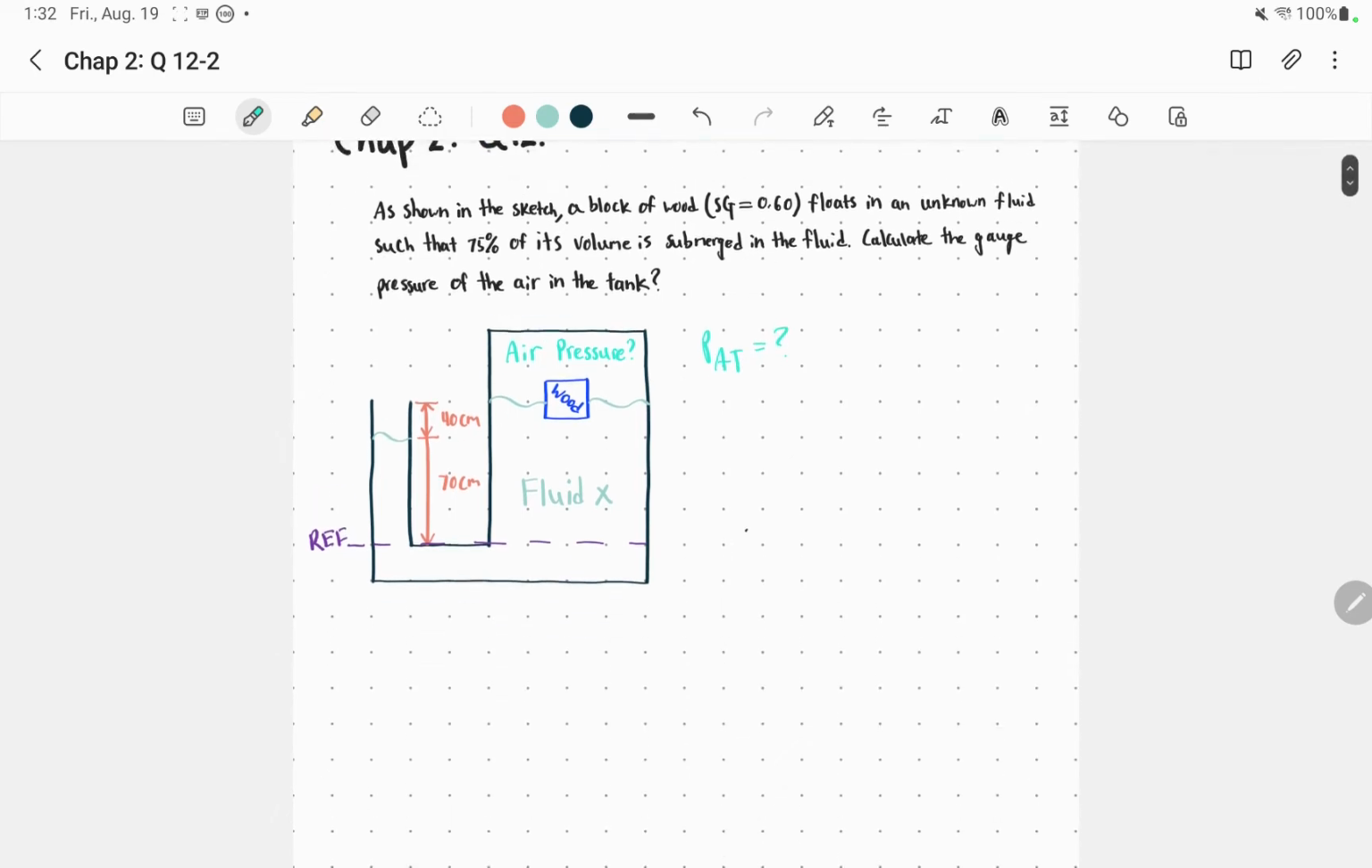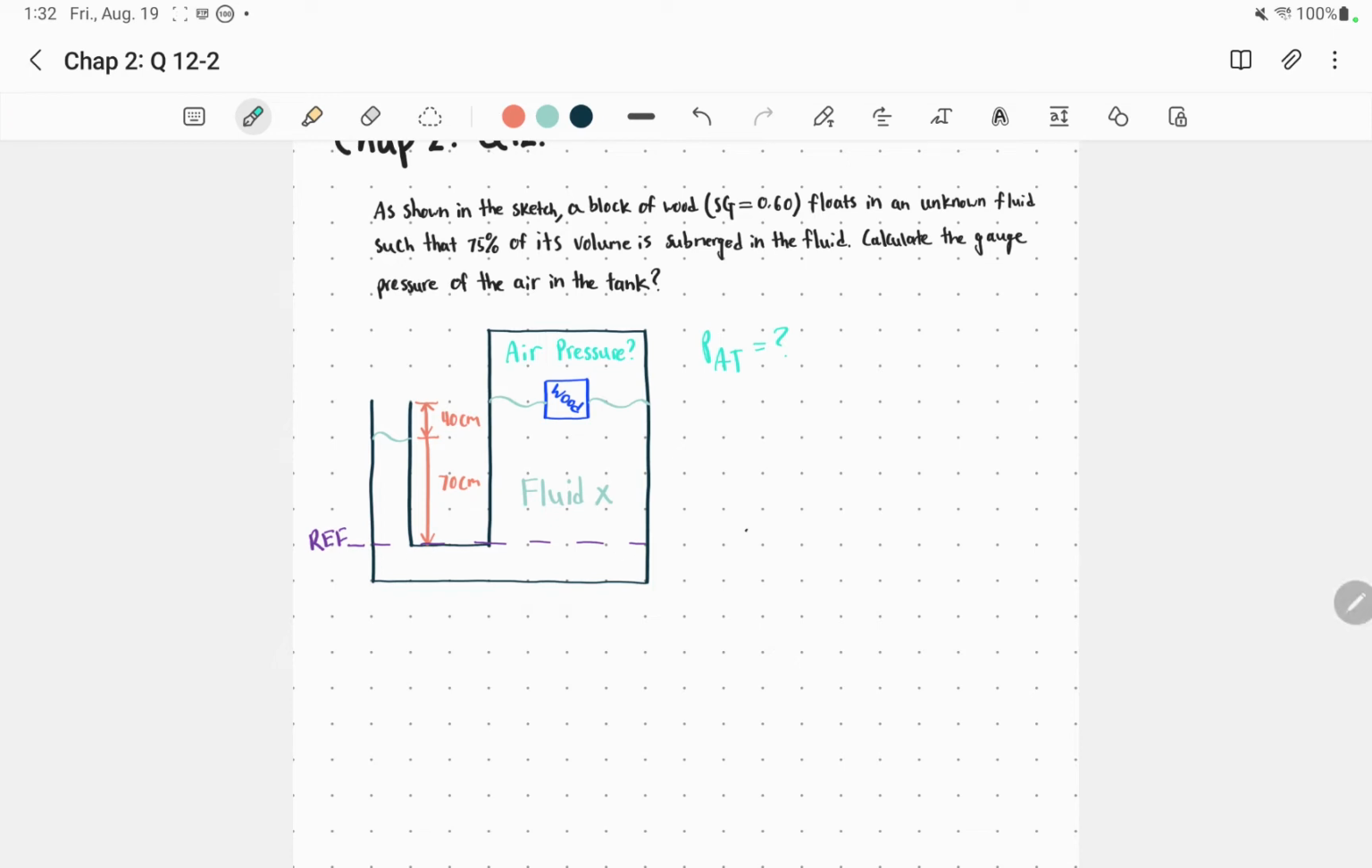And what they've given us is the specific gravity of the block of wood that's floating in the fluid. They tell us the height of the fluid. They also tell us that the wooden block is 75% submerged by volume. So in order to find out what the air pressure is, we'll need to use our pressure equations. So here we have a reference line in purple.